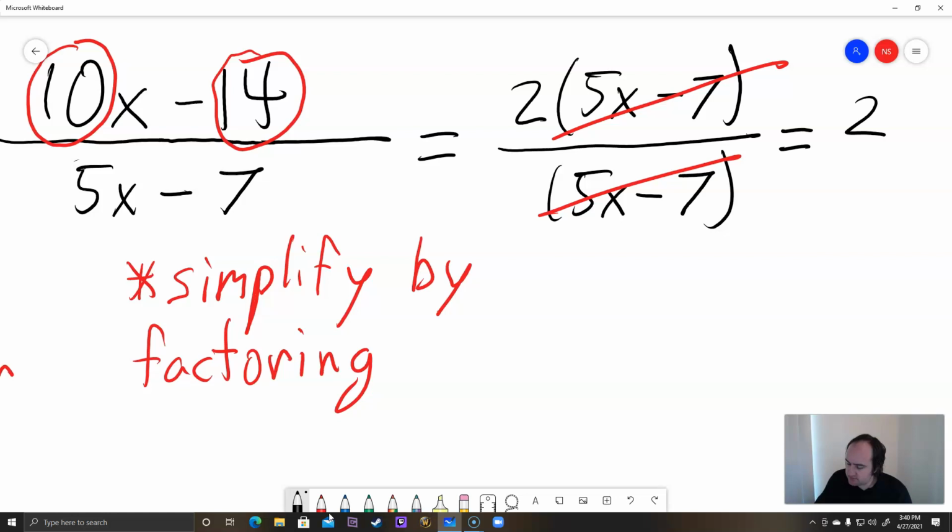All right, so here we just have 2 over 1. But remember, you don't need to write 1 in the denominator. So our actual answer is going to be 2. Okay, so that's going to be our final answer.